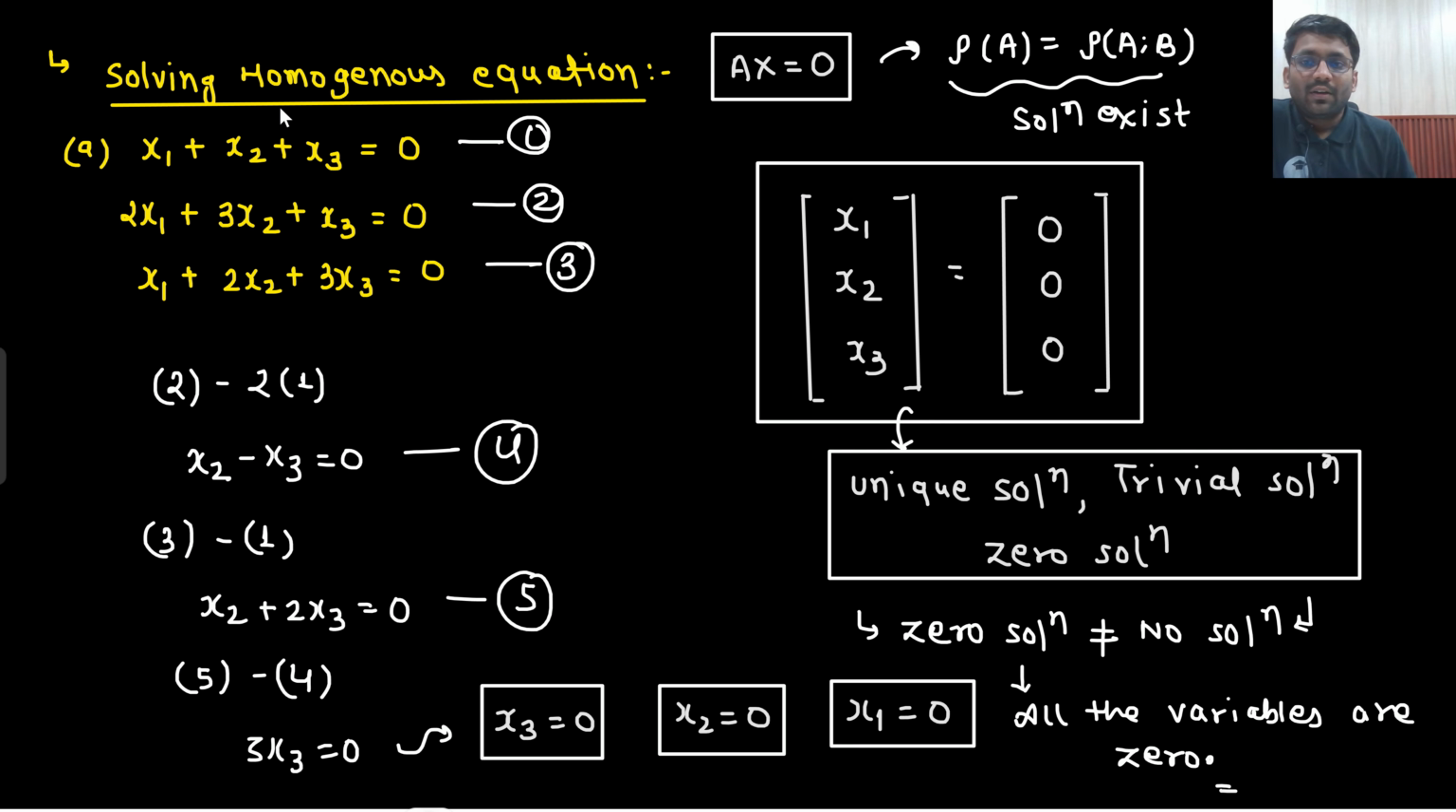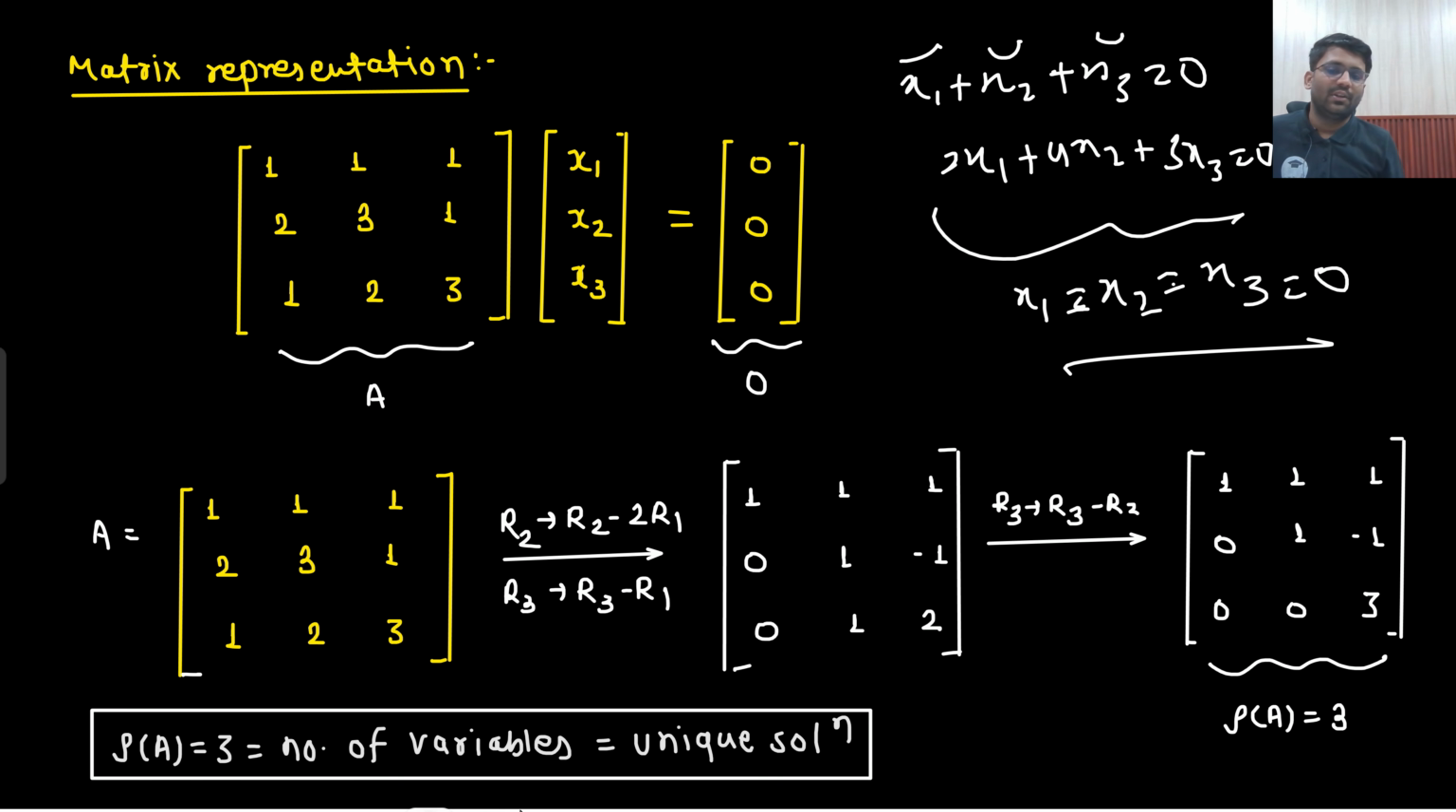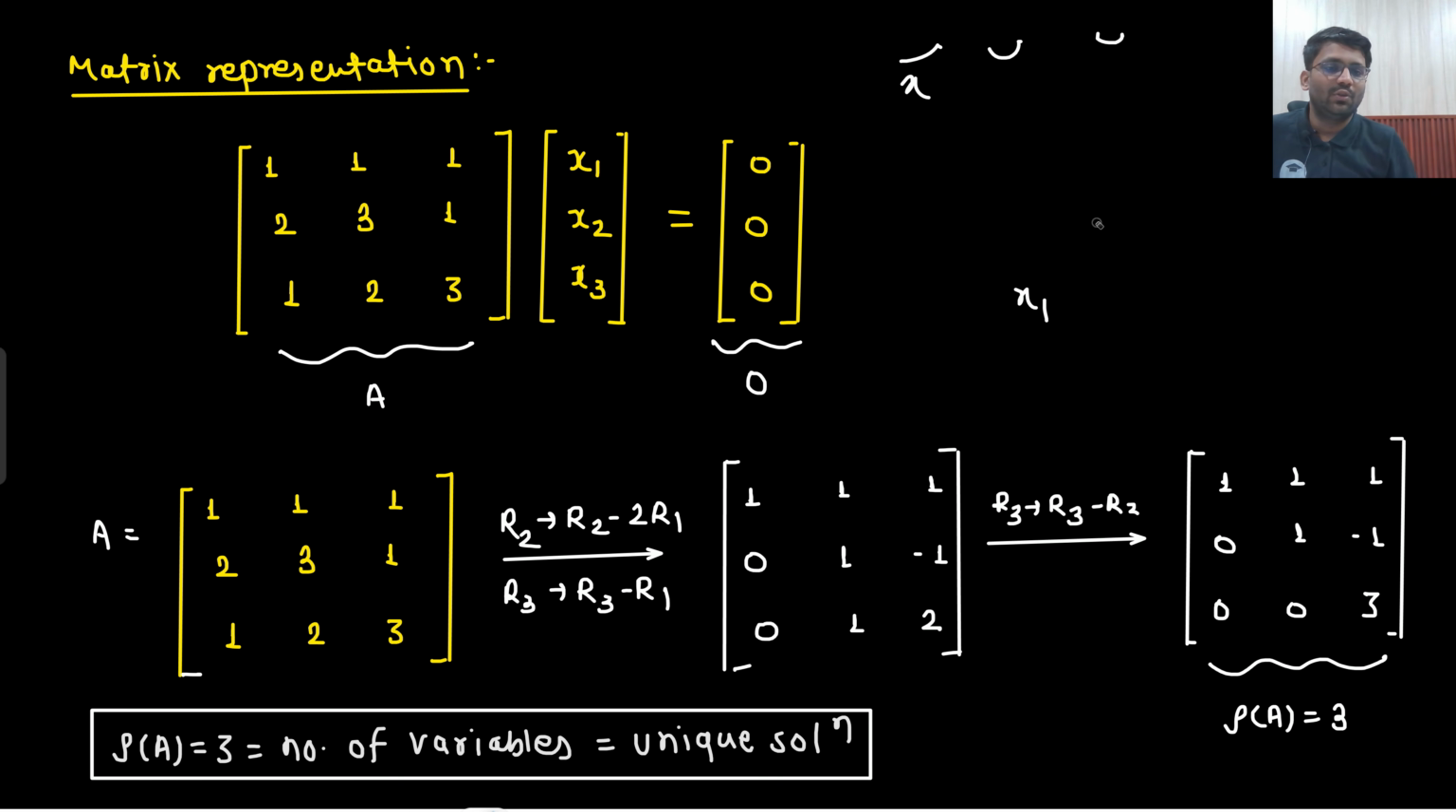In case of a homogeneous equation, one solution will always exist, that is this solution. No one can stop it because all are equated to 0, no? So if you put 0, 0, 0 here, 0, 0, 0 here, then I am 101% sure that one solution will always exist. It might happen that more than one solution are there, but one solution will always exist. Is that understandable to you or not? So in case of homogeneous equation, one solution will always exist.